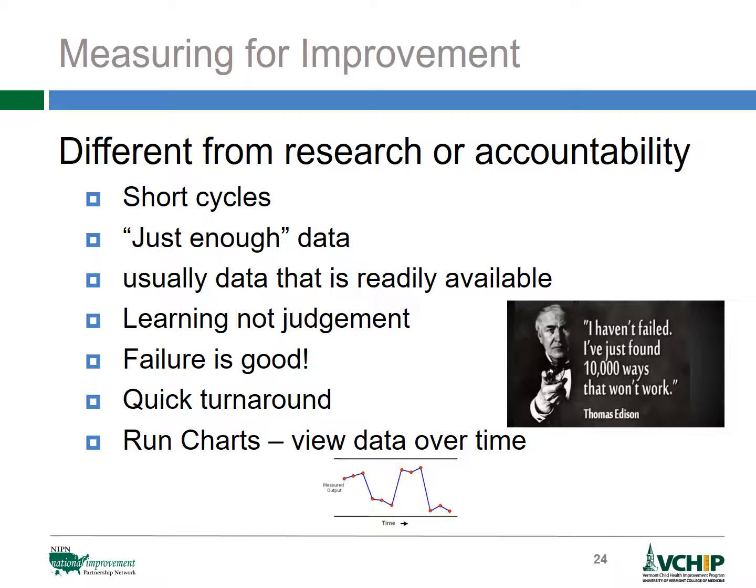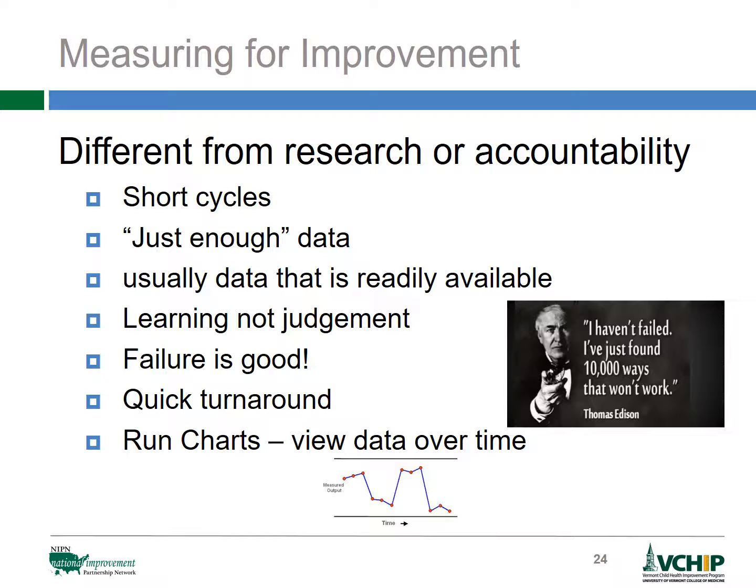A key thing for measuring for improvement is that the data is for learning, not for judgment. And I heard at a conference once someone say, we're looking at this data for light, not for heat. So it's really important to think that this information really is for education and learning, not for punishment, not for accountability. It's not about judging. And with that in mind, failure is good. And I love the Thomas Edison quote that said, "I haven't failed, I've just found 10,000 ways that won't work."